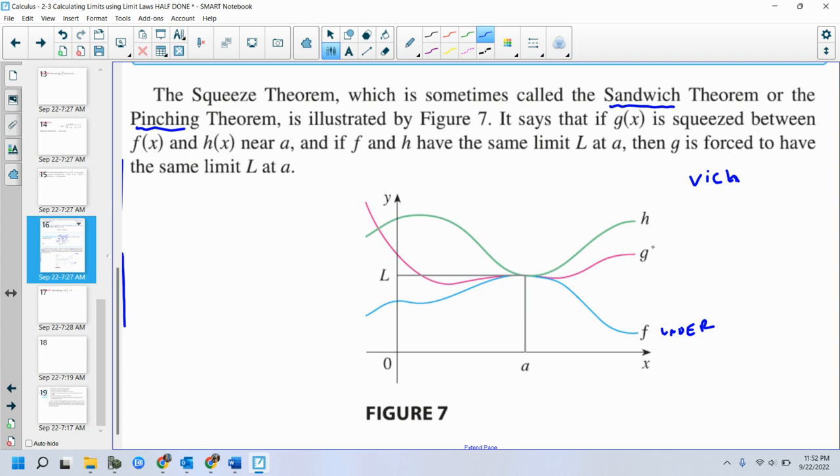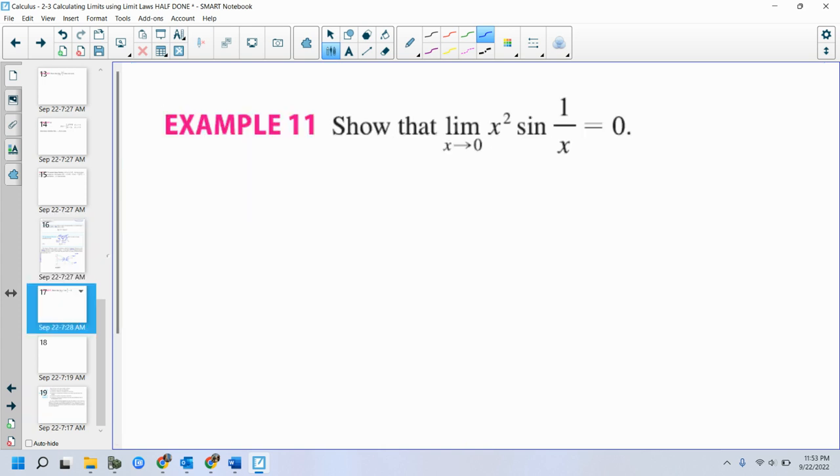You've got g of x in the middle. You've got h of x over. And we're saying if the limit as x approaches a of the under equals L, and the limit as x approaches a of the over equals L, then the limit as x approaches a of the middle must equal L as well. Okay, that's the sandwich theorem. Now, how can we apply that?